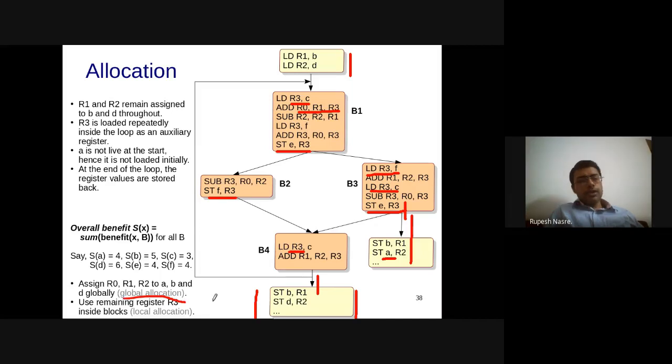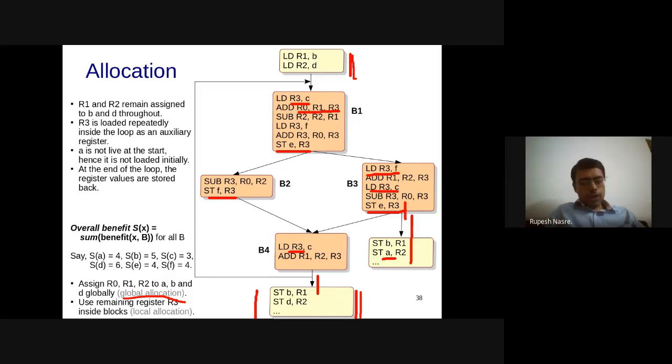So global allocation means that you are going to reserve the registers for certain variables at the start of the control flow graph and then not change their allocation. So whatever instructions were using that variable, in this case, let's say A, B and D, those will not access A, B and D in memory at all. You will just load A, B and D once. For instance, in this case, B and D have been loaded. And then in the end, whatever is the value in those registers, you are going to store back to B and D. In between, there won't be any memory access with respect to B and D. That is called global allocation.